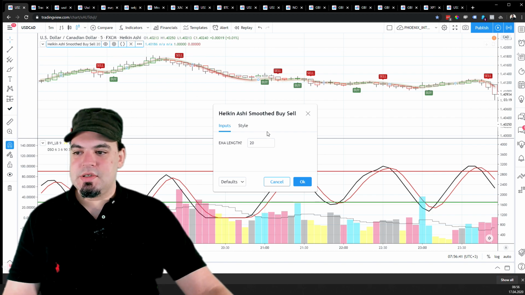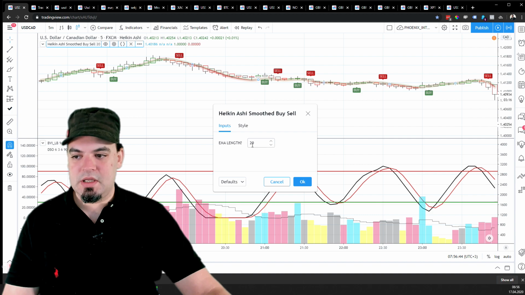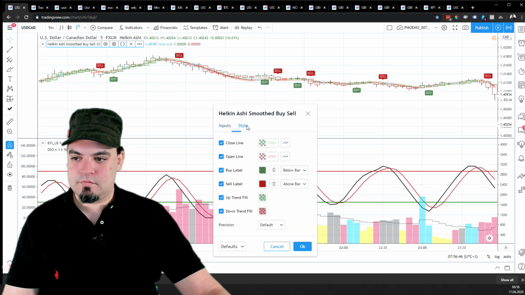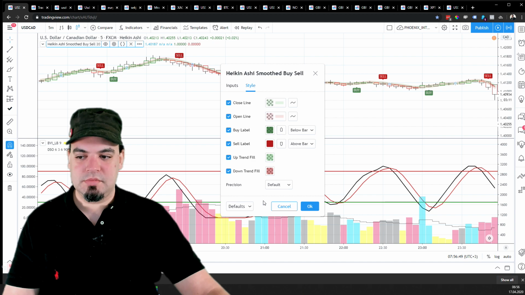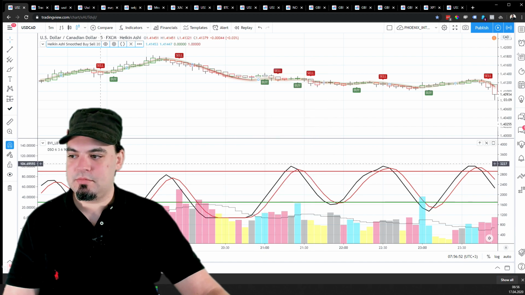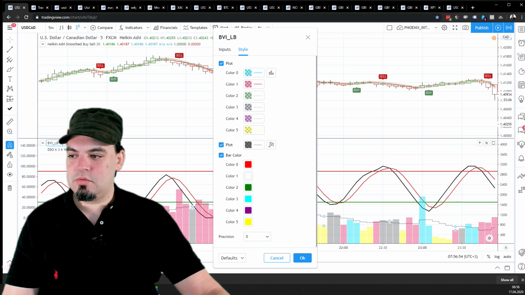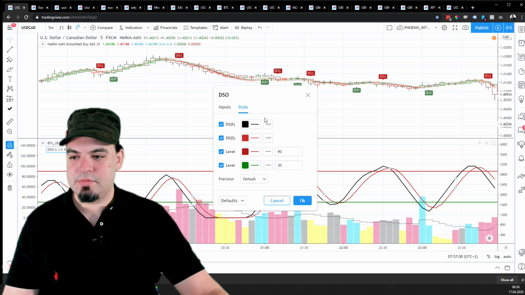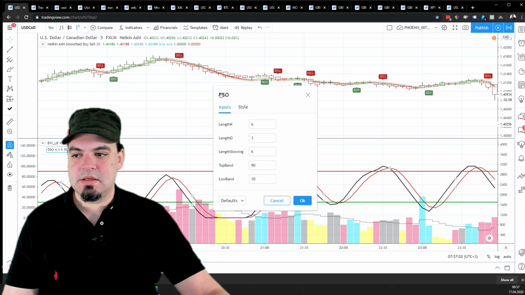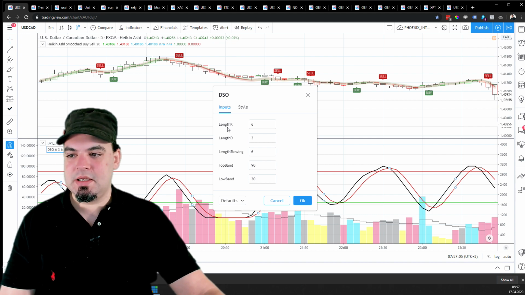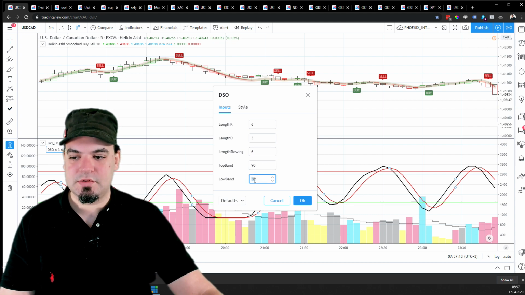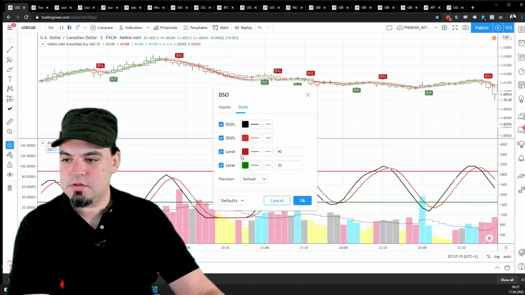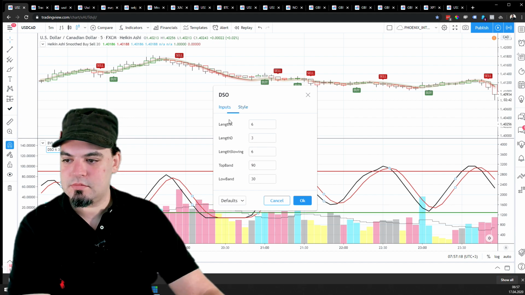For the Heiken-Ashi smoothed, I used the EMA length of 20. You can play around with the style, but I didn't really change anything here. Let's do the volume last, because this is the one with the biggest parameters. So the double stochastics indicator has a length K of 6, length D of 3, length slowing of 6, top band 90, low band should be actually 10. Let me just change that here.